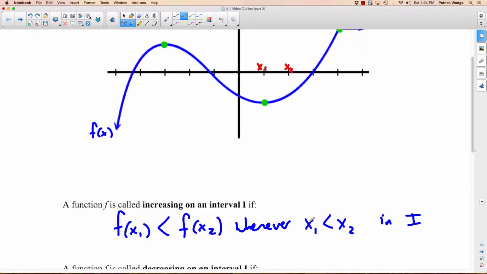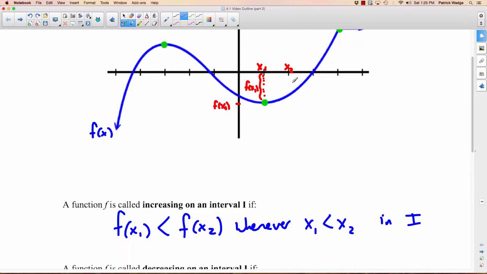So whenever x1 is less than x2, well, that's the case here, x1 is less than x2, it's not as far along the x-axis. This function will be increasing if f of x1 is less than f of x2. Well, let's take a look at f of x1. f of x1 is basically the y value of this, right? Whatever the y value is right there, this is f of x1. Another way we could look at it is this distance right here, this is f of x1.